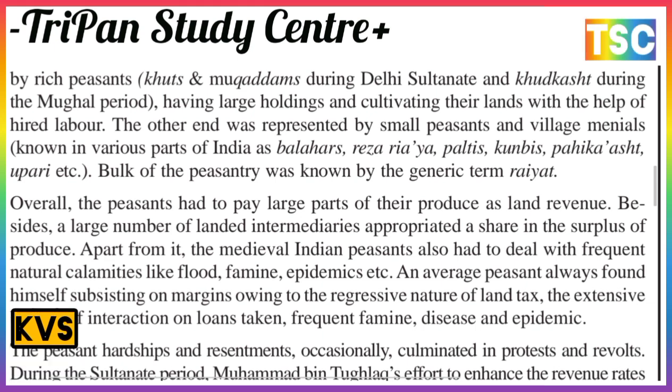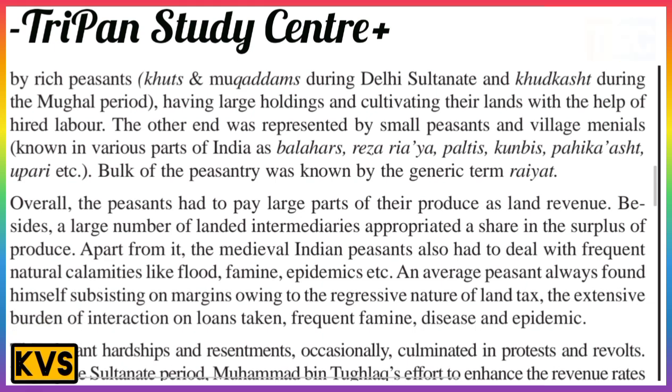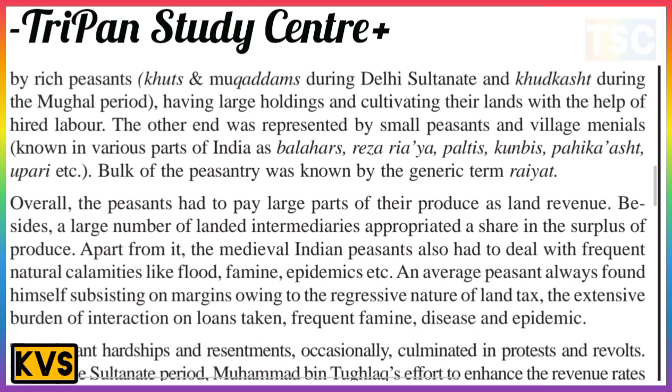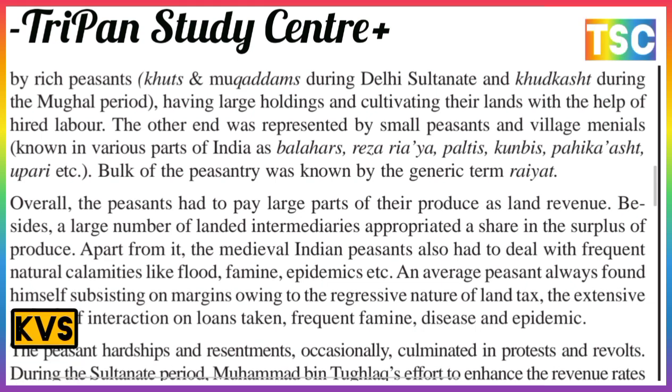The other end was represented by the small peasants and village menials, known by various names in different parts of India, such as Balhars, Reza, Raiyat, Petalis, Akundabai, Pankasta and Uparis, etc. The bulk of the peasantry was known by the generic term raiyat.